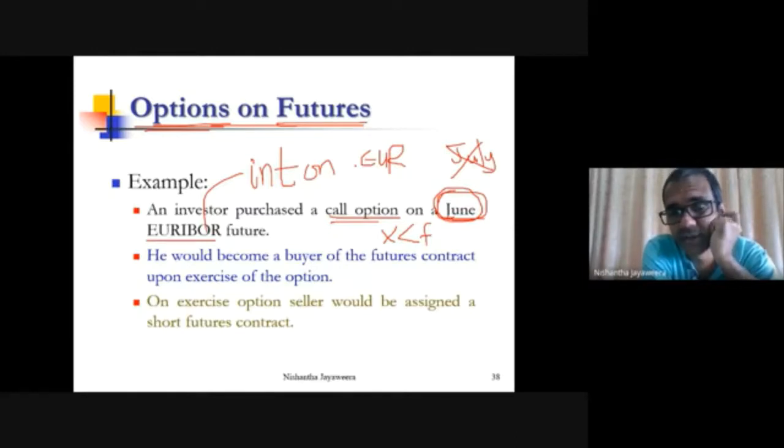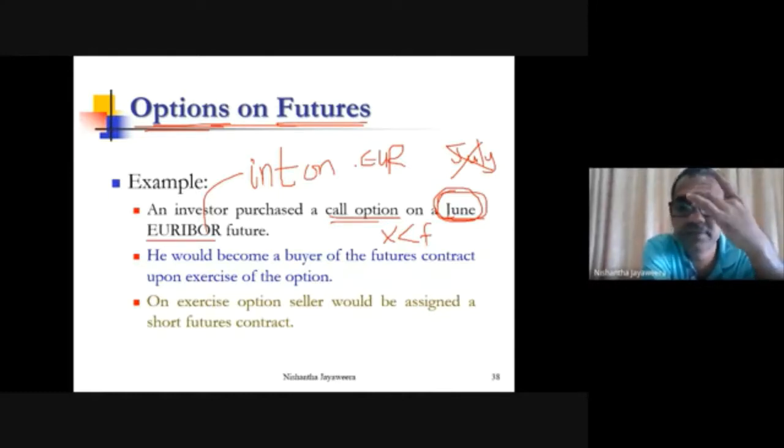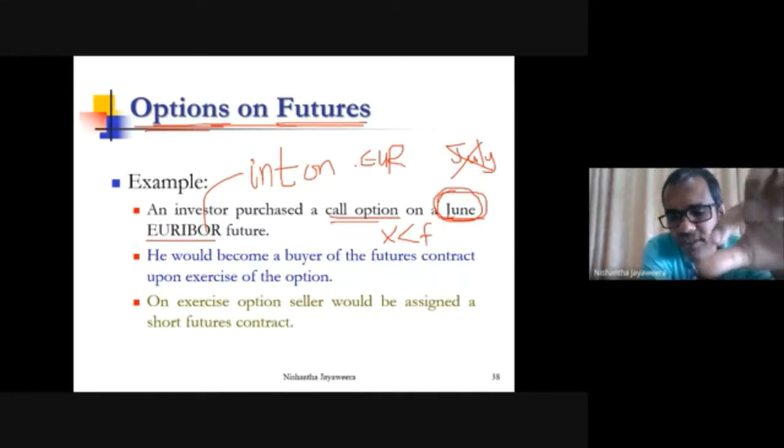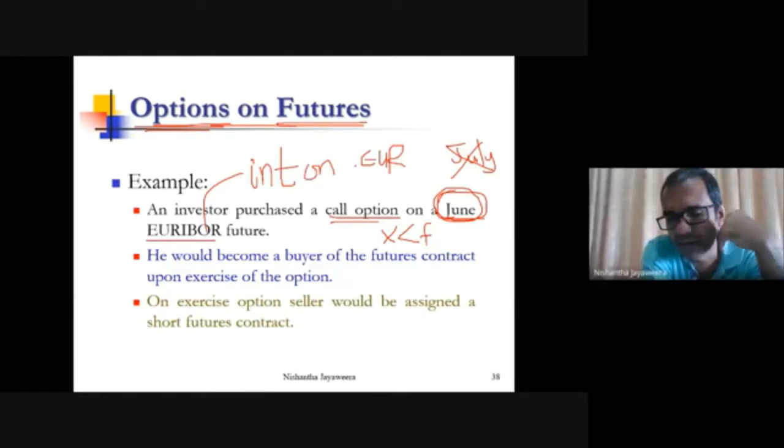Not exactly on only one side. Say you buy a call option on futures. If the price goes up, you make a profit. If the price of the futures goes down, your loss is limited to the premium that you paid. Then your downside is protected.